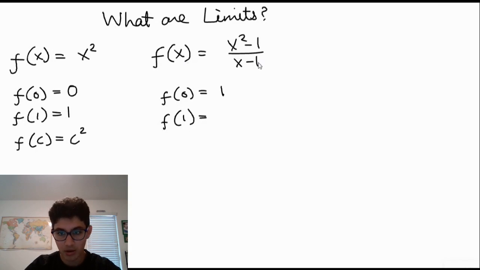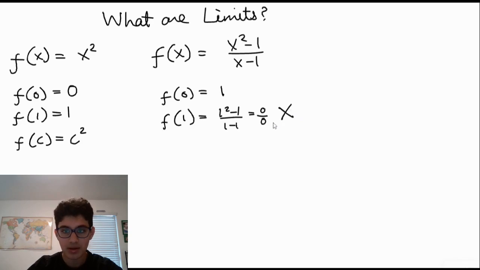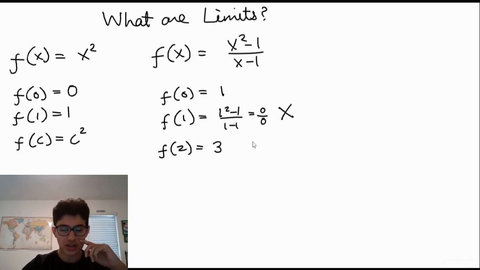If we plug 1 in, we'll get 1 squared minus 1 over 1 minus 1, which is 0 over 0. And this does not exist, right? But we can find everything else. We can find f of 2, this is going to be equal to 3, and so on. So we can find a lot of other stuff. But this doesn't seem right. We should still be able to figure out something about f of 1, right?